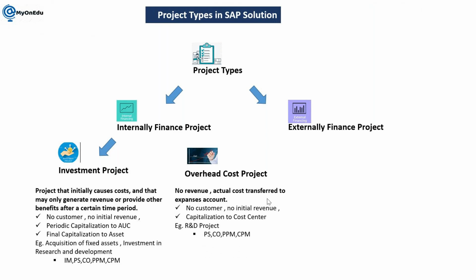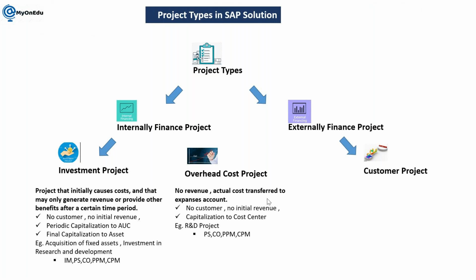So the modules which can help us manage this kind of project are Project System, CO, PPM and CPM. Another is the externally financed project. Here, externally financed project means this project has to be financed by the customer. So this type of project we do for our customer.